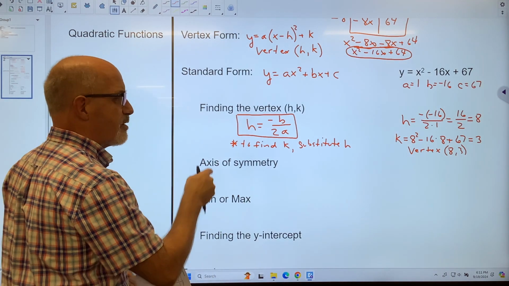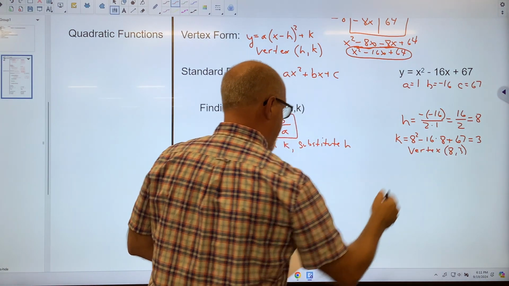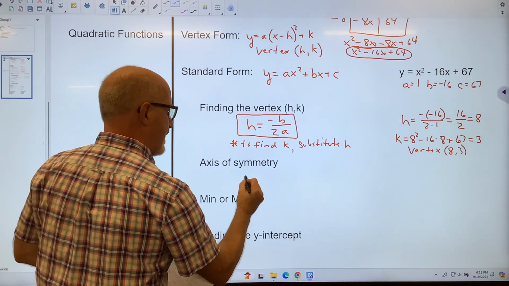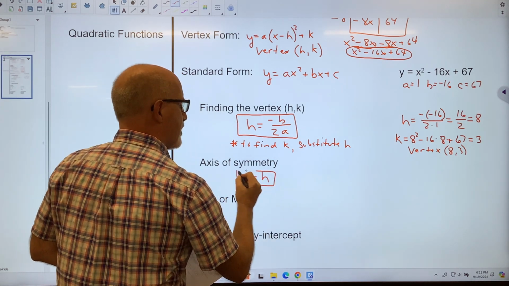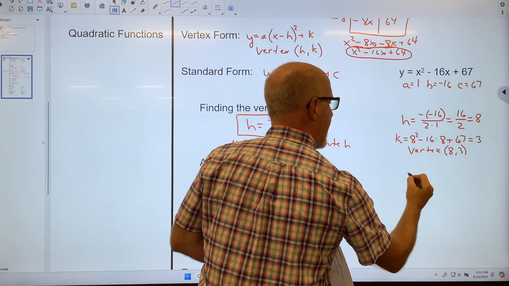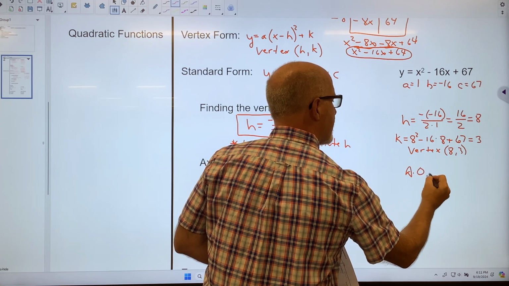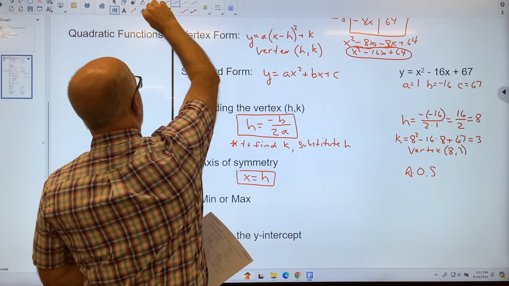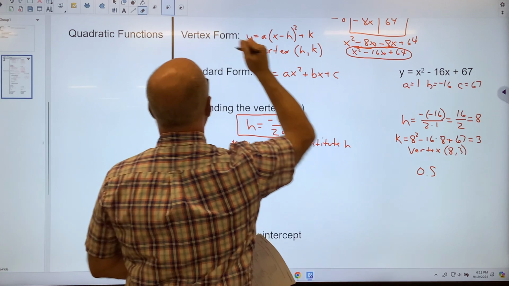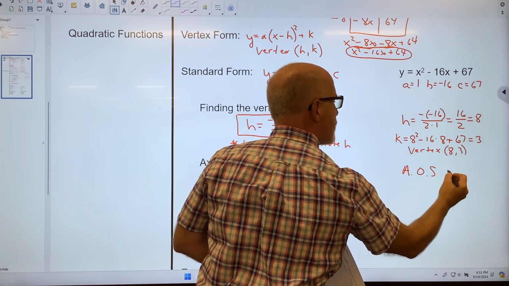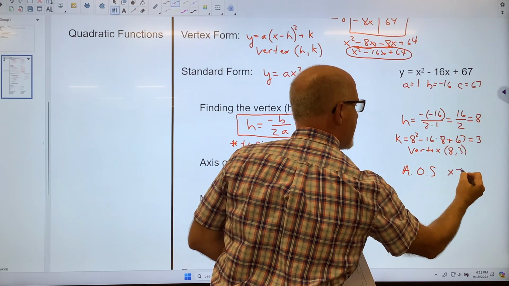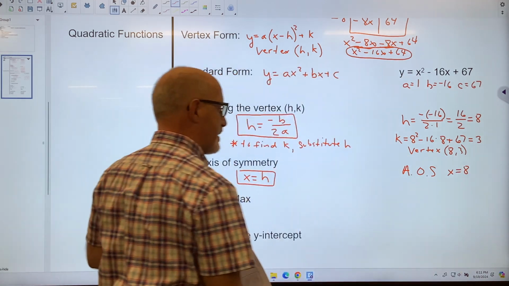Now the axis of symmetry is just the x value at the vertex. So we'll just say it's x equals the h value there. So for this example, my axis of symmetry would just be x equals 8. So that's the x value.